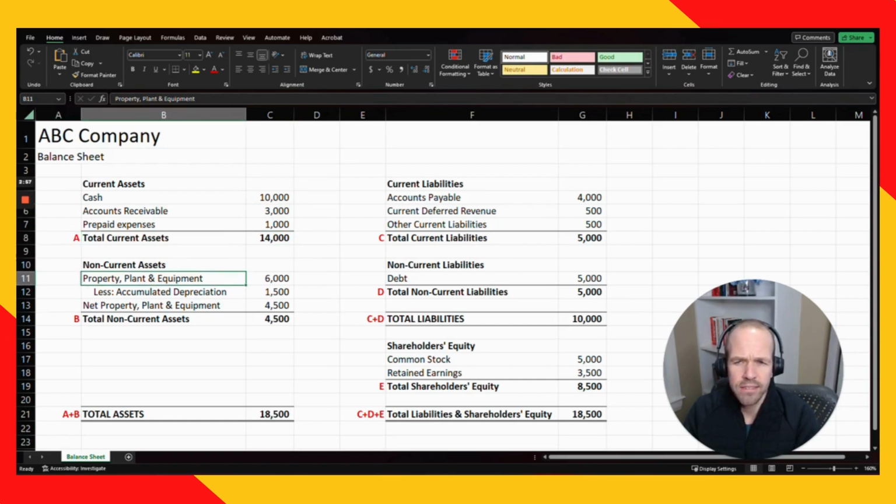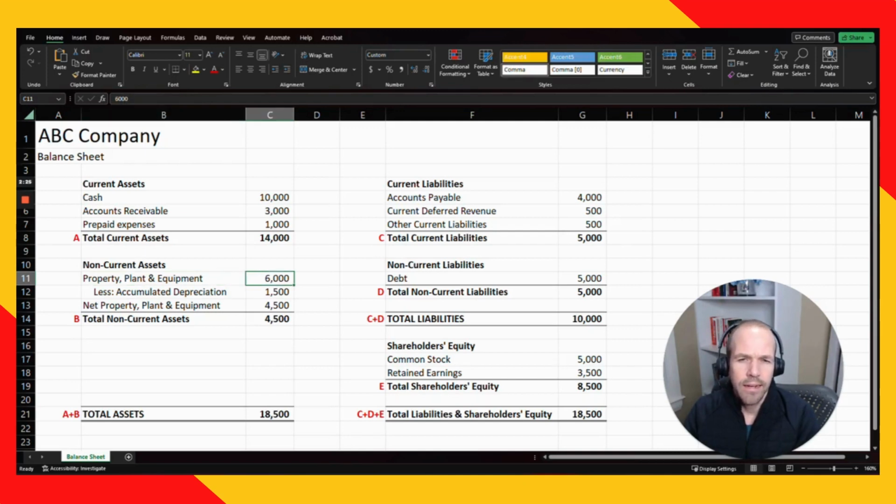Non-current assets are those illiquid assets that I talked about earlier. And the biggest one is obviously property, plant, and equipment. So if you own a building for your business, if you are a factory, or you own some machines for the business, or for services businesses, that might be computers and desks and furniture and that sort of stuff, that goes into property, plant, and equipment. And in this case, the total value of the property, plant, and equipment, or gross value, was $6,000.